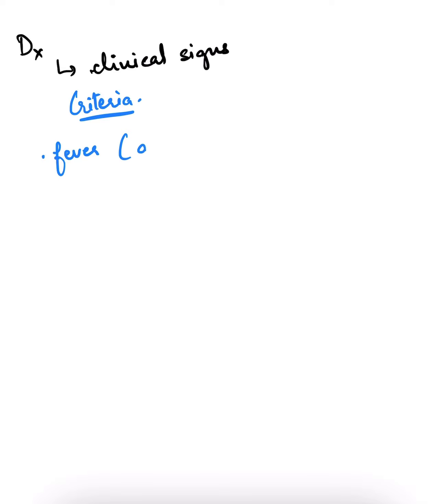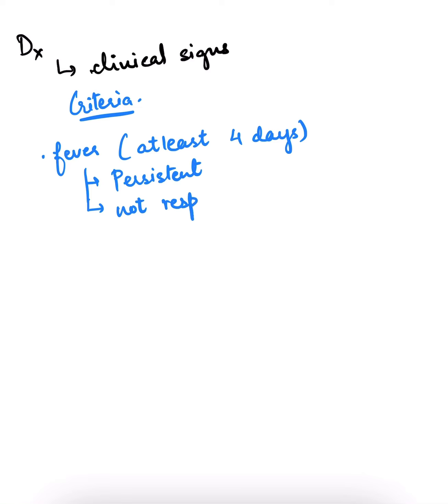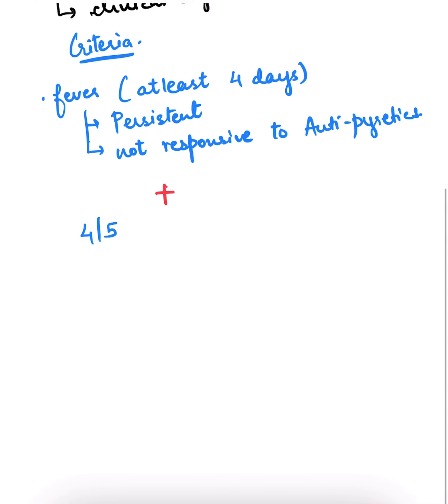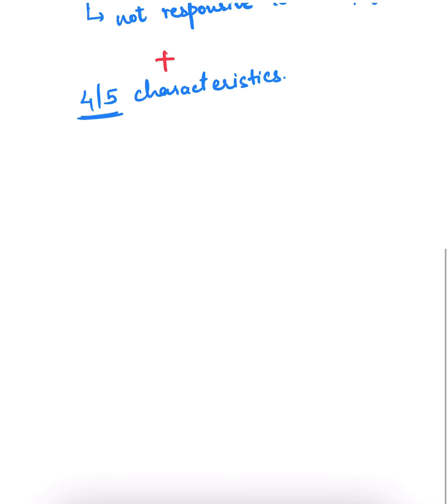So fever which is present for at least 4 days, which is persistent, and which is not responsive to antipyretics. Okay, so fever plus 4 out of 5 clinical characteristics, which I'll be mentioning below. At least 4 out of the 5 characteristics have to be present for diagnosing the patient.